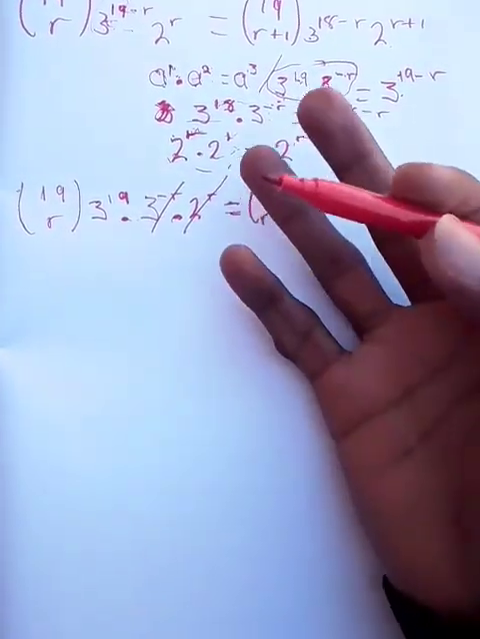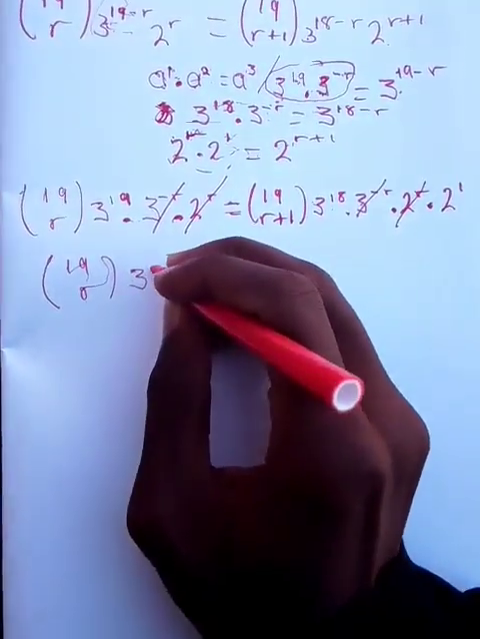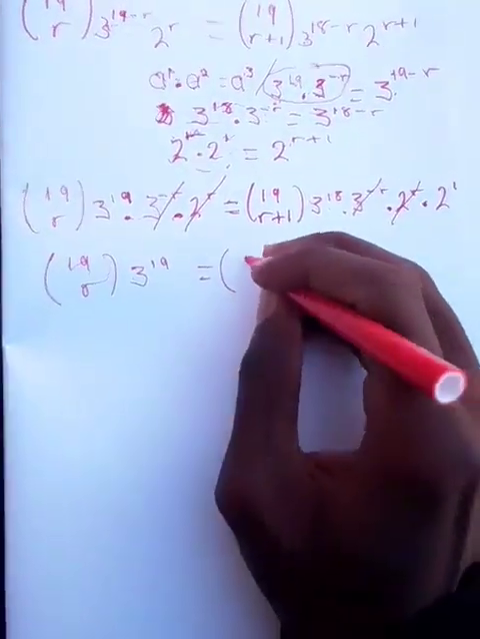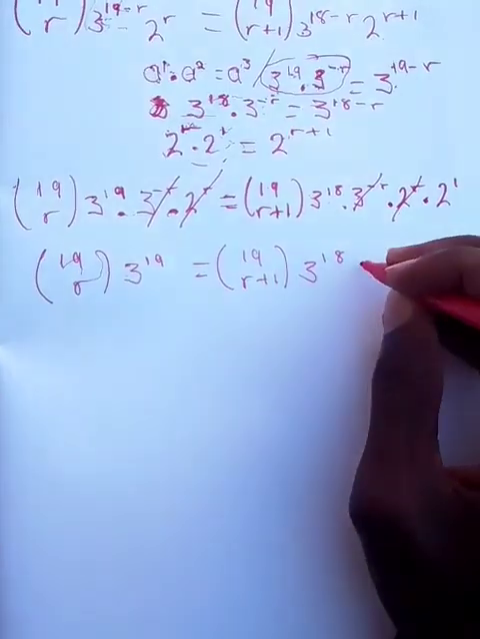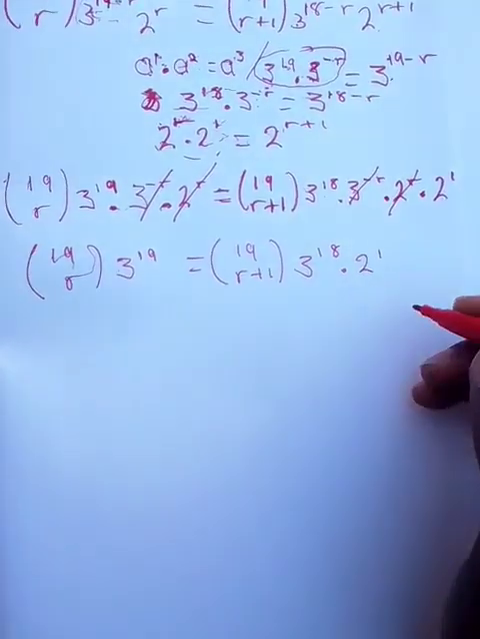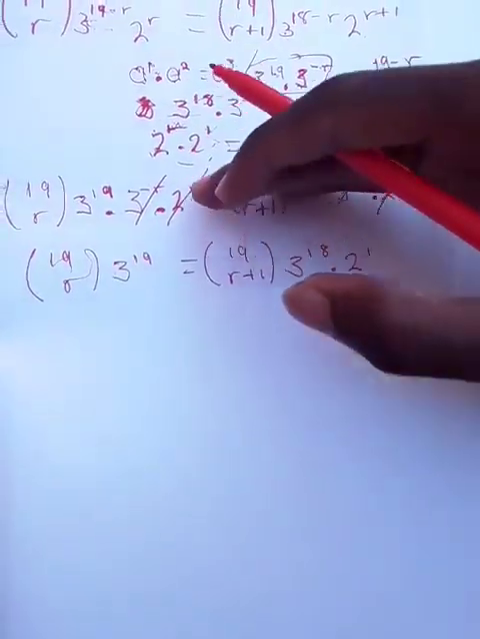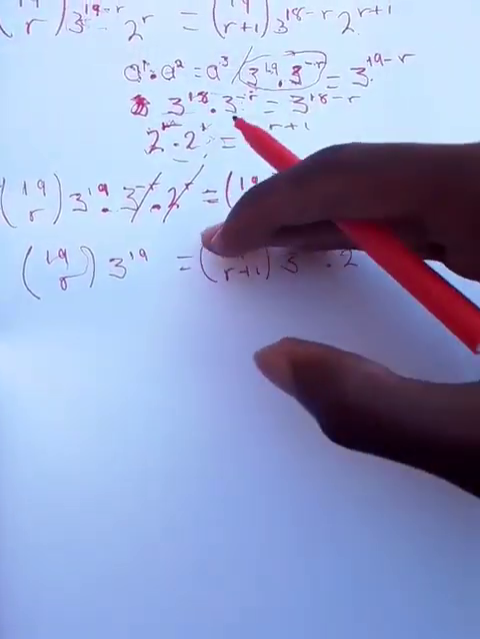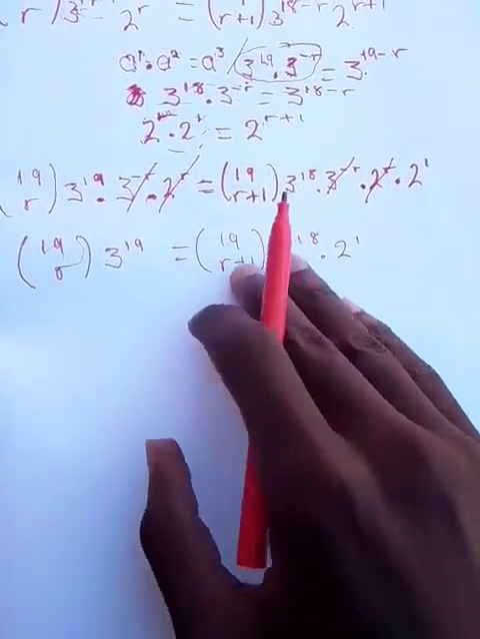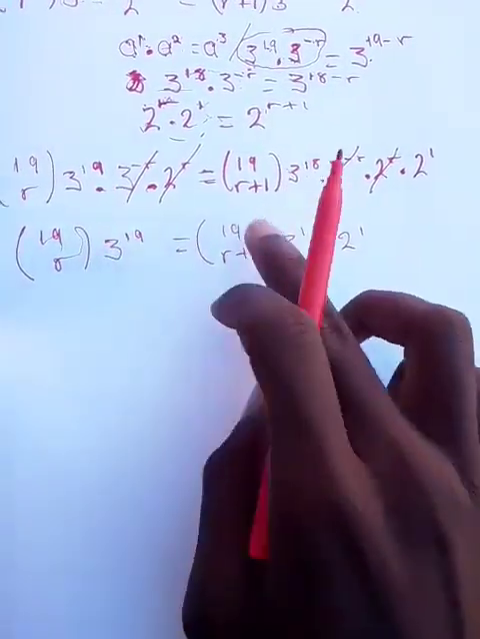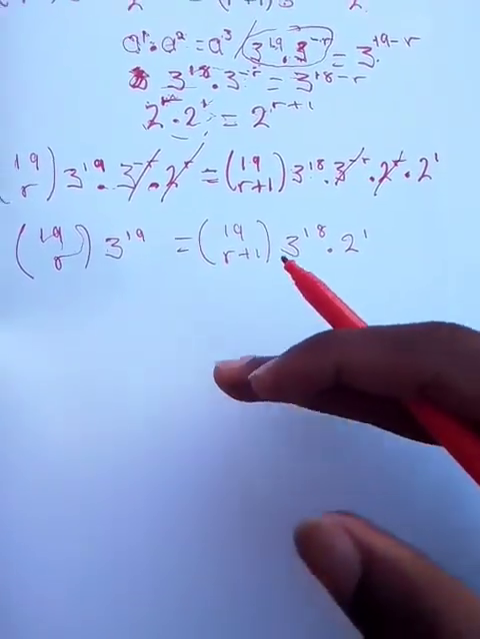Now what have I just remained with? I've remained with 3 raised to the power of 19r plus 1, and 3 raised to the power of 18 times 2 to the power of 1. So, are we done? At the moment I was just trying to simplify this so that I can cancel out things that can be cancelled. Are we done simplifying? Can we start evaluating these combinations? Do you think there is somehow we can simplify again?